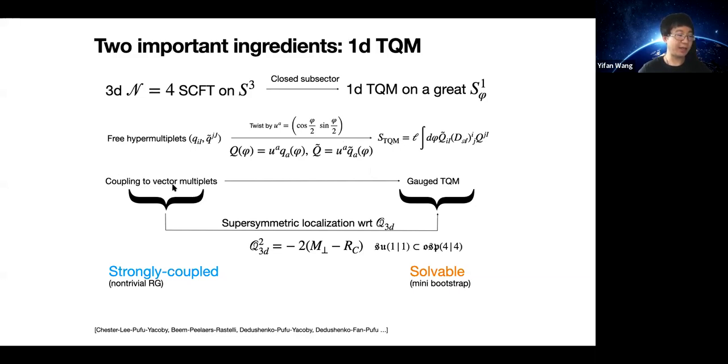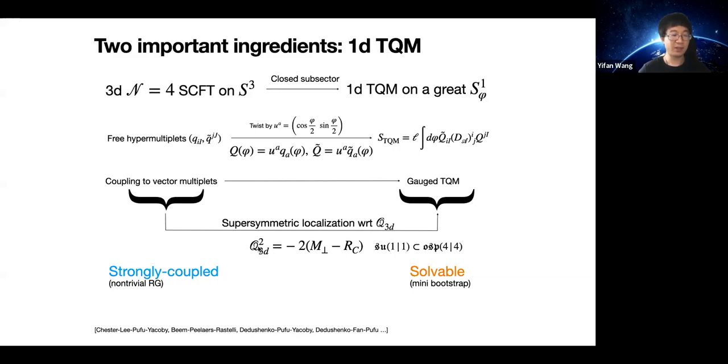And consequently, by a non-trivial RG flow, this coupled system will flow to some 3D N=4 superconformal field theory in the IR. And on the 1D side, you will get some interesting gauged topological quantum mechanics. Once again, this kind of correspondence was first analyzed kinematically at the level of superconformal algebra and some protected operator spectrum. It was derived at the level of the path integral by some supersymmetric localization with respect to a supercharge Q_3D, which I'll denote here.